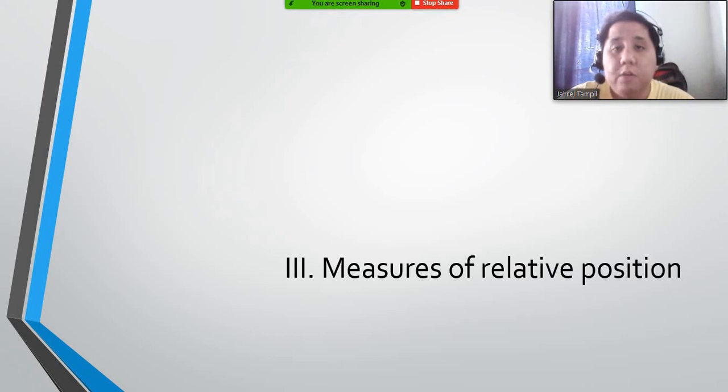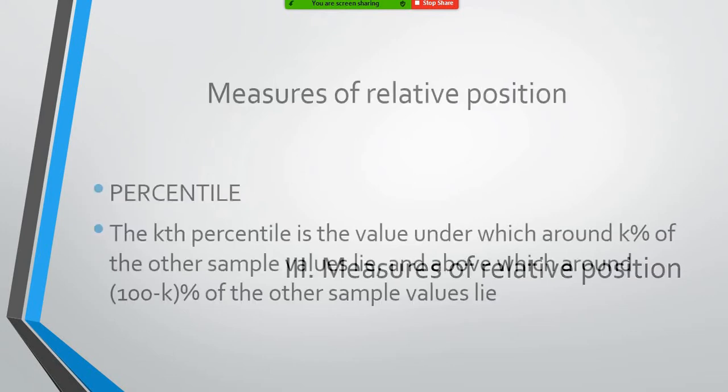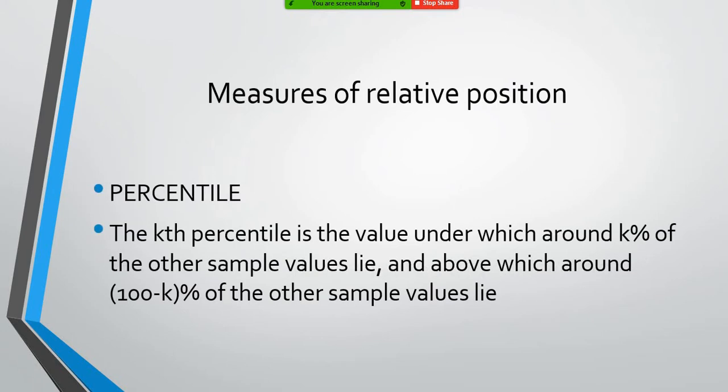In this video, we're going to talk about the third basic measure for numerically describing our data, which is the measure of relative position. The measure of relative position is mostly related to percentile. The kth percentile is the value under which around k% of the other sample values lie, and above which around 100 minus k% of the other sample values lie.